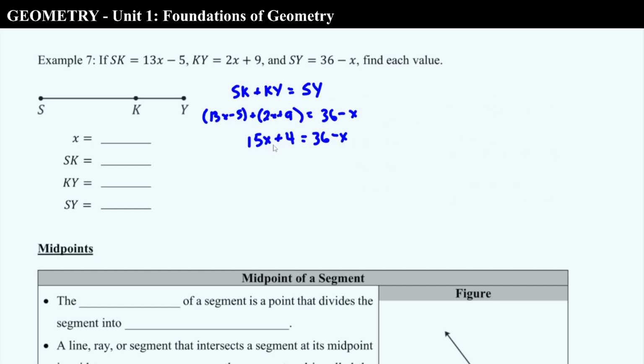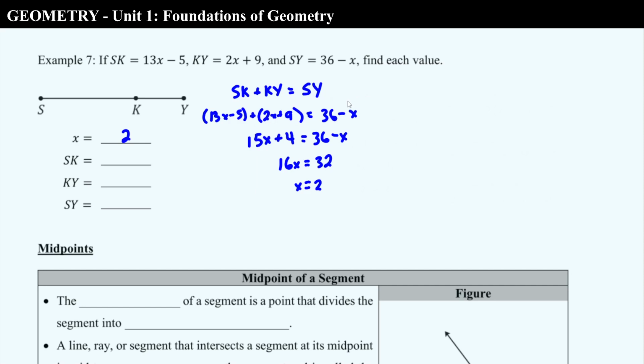Okay, now let's get our x's on one side. So let's add x to each side. That gives us 16x here. Let's subtract 4 from each side. That gives us 32 here. So x equals 2. So that's the first piece of information we were asked to find, and there you have it.